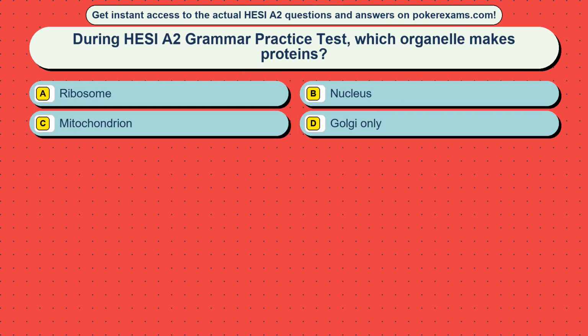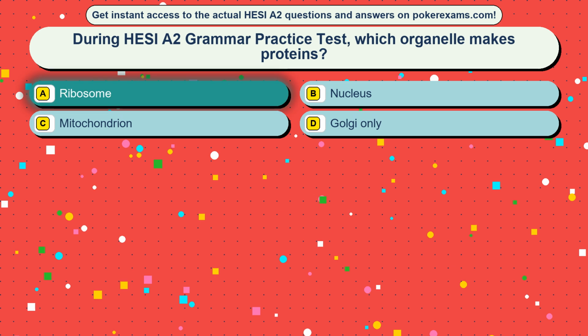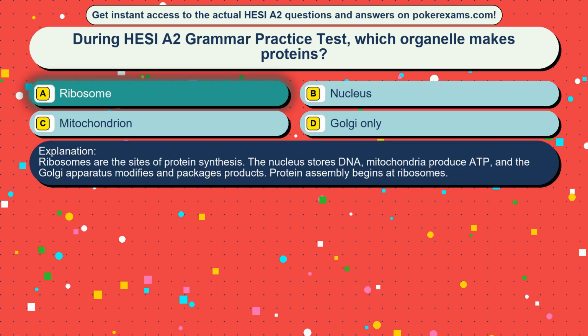Question 21. During HESI A2 Grammar Practice Test, which organelle makes proteins? Option A, ribosome. Option B, nucleus. Option C, mitochondrion. Option D, Golgi only. The correct answer is option A, ribosome. Ribosomes are the sites of protein synthesis. The nucleus stores DNA, mitochondria produce ATP, and the Golgi apparatus modifies and packages products. Protein assembly begins at ribosomes.